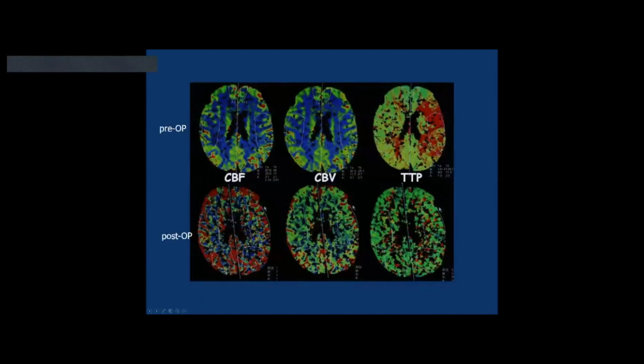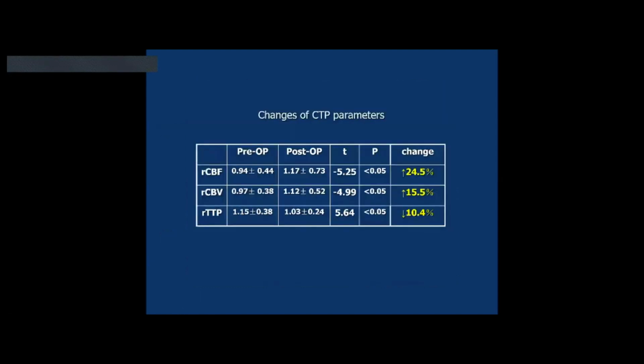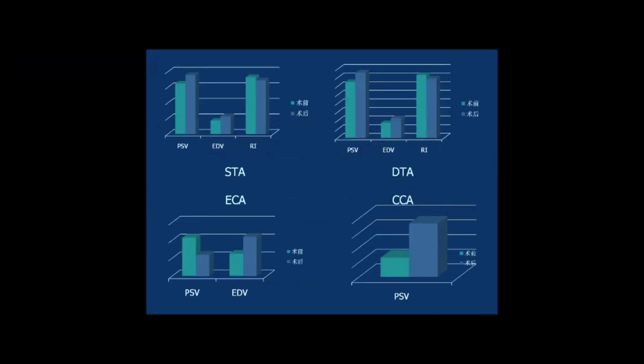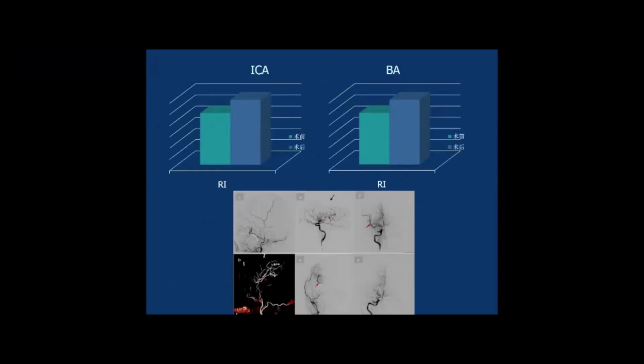So this is a CT perfusion change, pre-operative compared to post-operative. The change of CT perfusion parameters, the CBF, CBV, and the TTP. So this is a volume change in STA, deep temporal artery, and the different arteries, ECA, CCA, ICA, basilar artery. And this is a resistant index change.